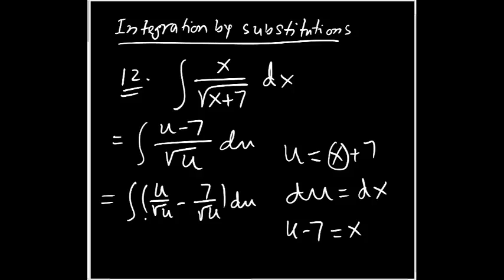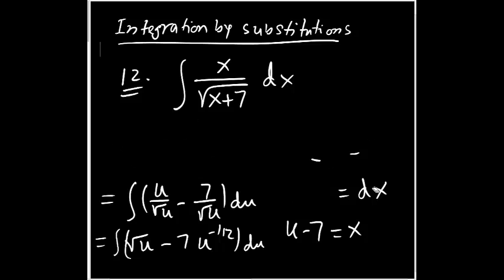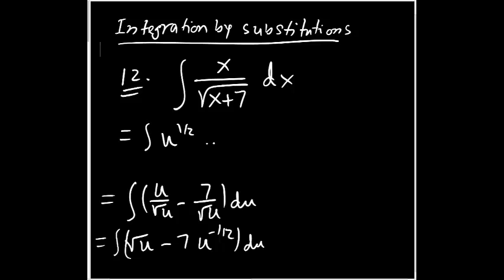My problem is now reduced. Now when you divide u by square root of u, isn't it just the square root of u? Minus 7u to the negative half du. So our problem is already reduced. Now let me show you the final form of this. So we are getting now the integration of u to the half minus 7u to the negative half du.